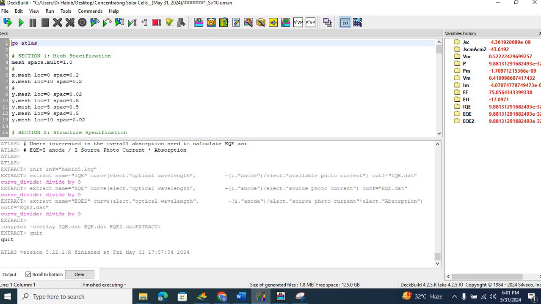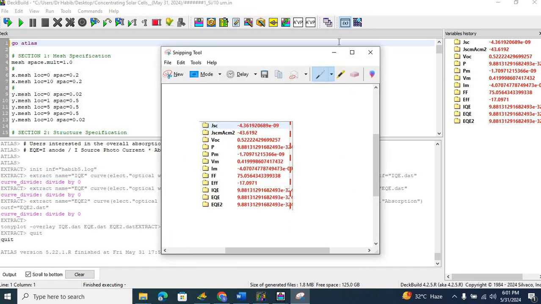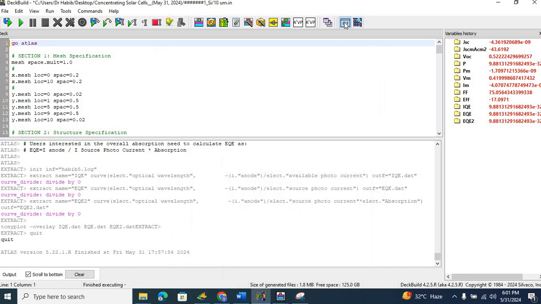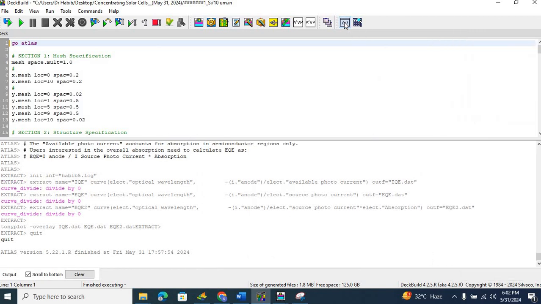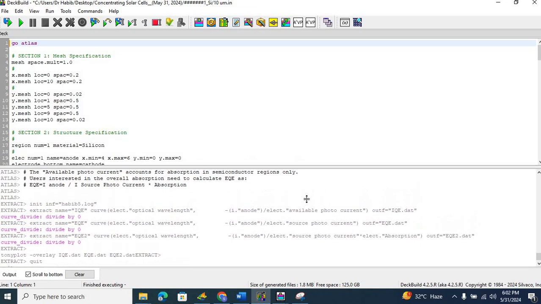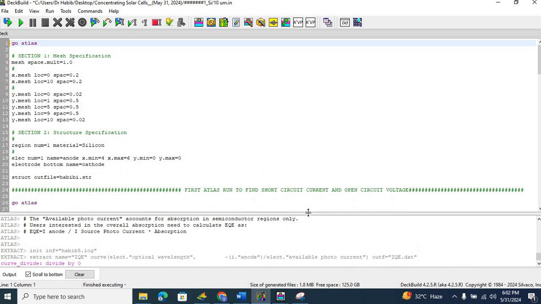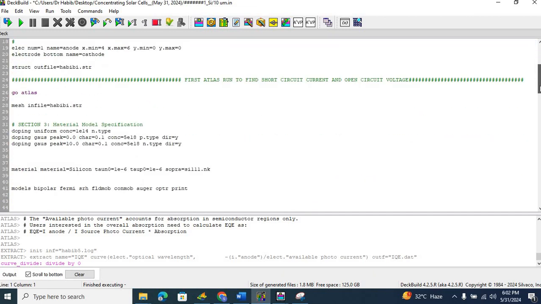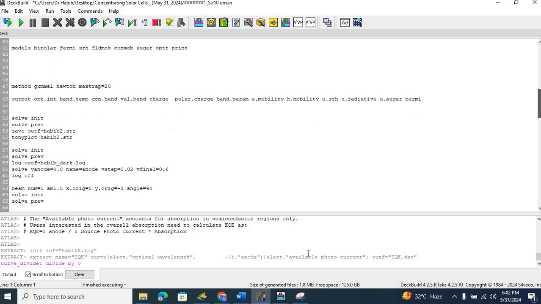Now what I want to do is see the simulation of this structure under 2 suns, which would make it a concentrator solar cell. So for that purpose, the procedure is really simple and straightforward. Let me close the previous figures before that.